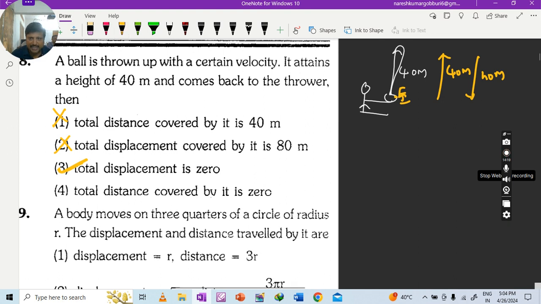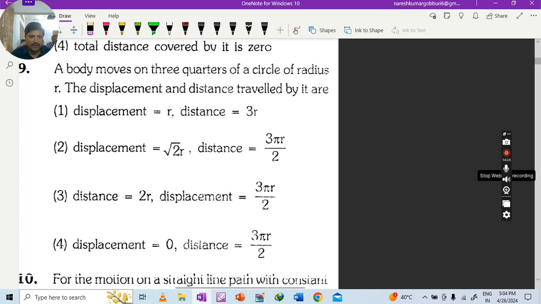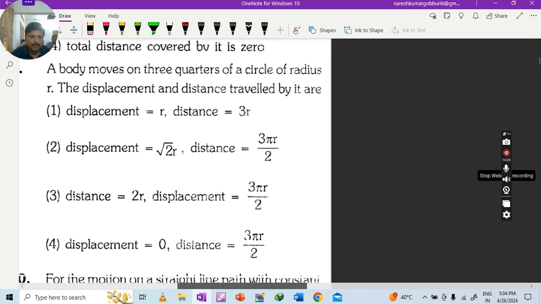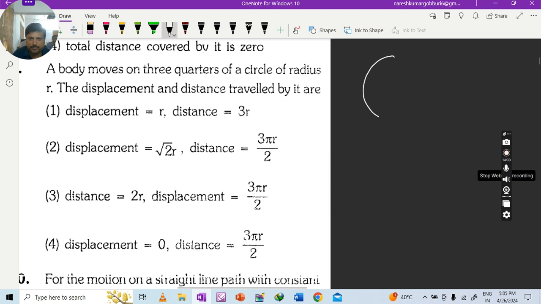Next, ninth question. A body moves on 3/4 of a circle of radius r. Here we must divide this into 4 parts. Suppose this is the initial point. A body moves on 3/4. This is the first quarter, the second quarter, this is the 3/4. That means the body moves from A to here. This point is B.